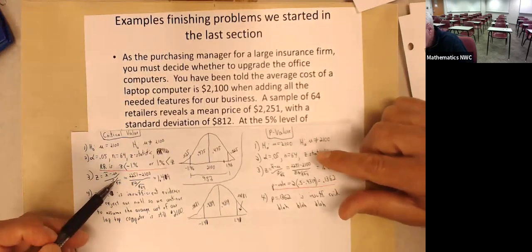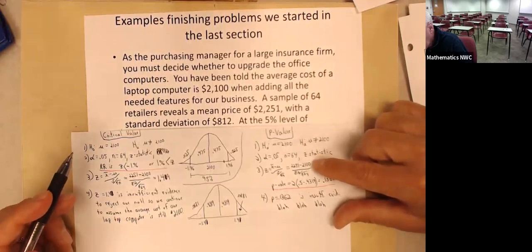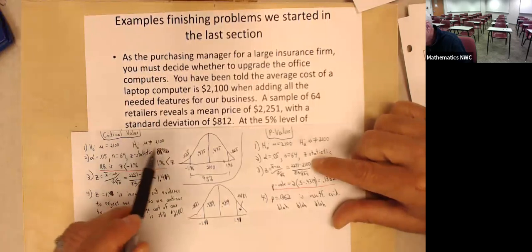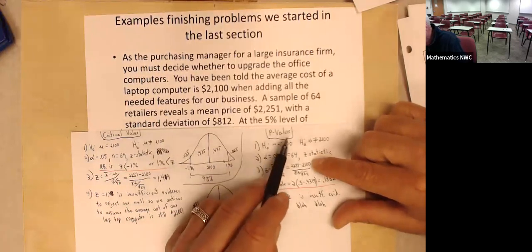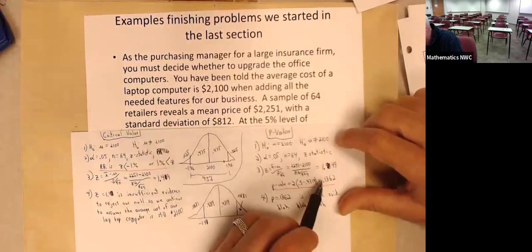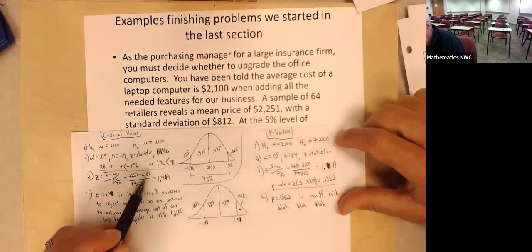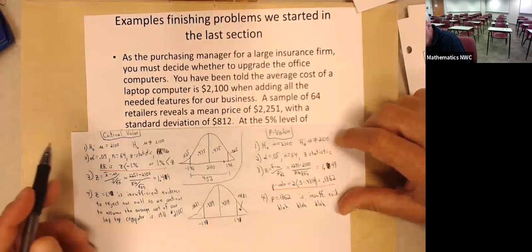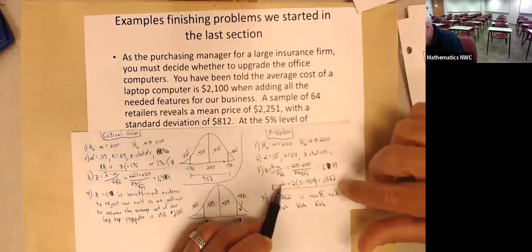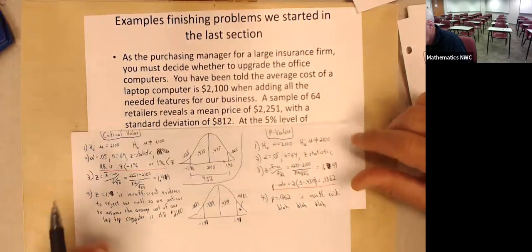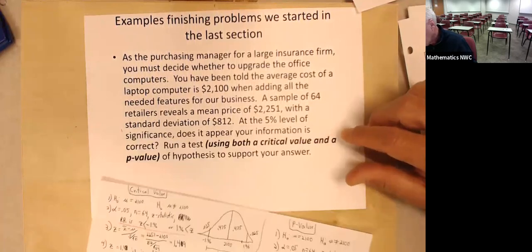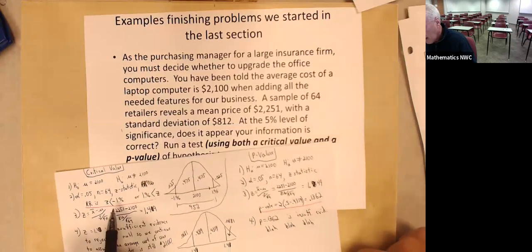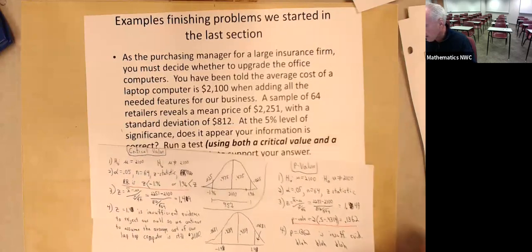You will be asked to do both, but I need to tell you most of the time in the business field, they use a critical value test. Most of the time in the medical field, they use a p-value test. They want to know exactly what that probability is. We just want to know whether we reject or we have insufficient evidence to reject. Here they want to be a little bit more precise. That's an example using both a critical value and a p-value. Underlined parts are what's different.